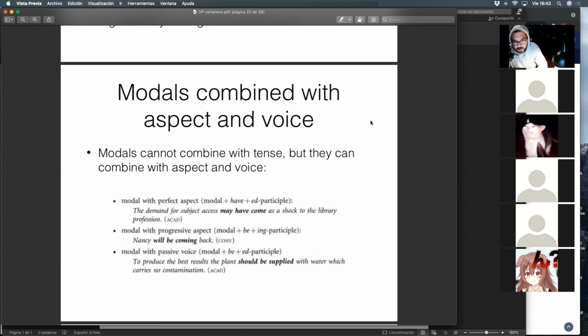Second thing, modal with progressive aspect, the very same idea. Nancy will be coming, right? So you have the verb phrase will be coming with the modal verb will and the progressive aspect be coming. Modal with passive voice, the same idea. Should be supplied, and it works in the very same manner. So basically you can mix them. You can mix modality, aspect. You can mix tense and aspect.